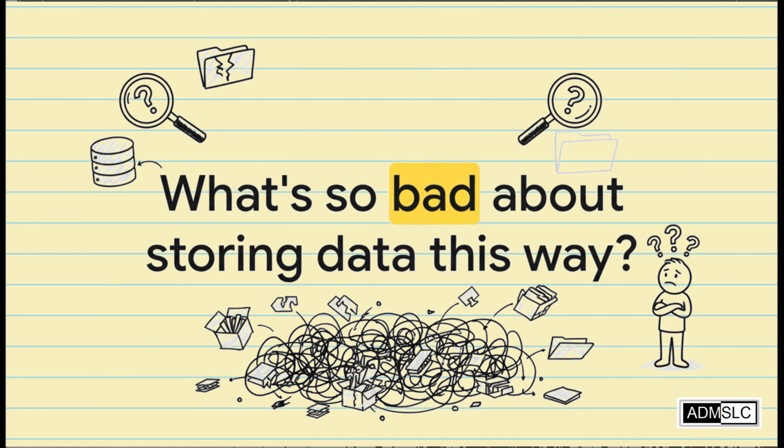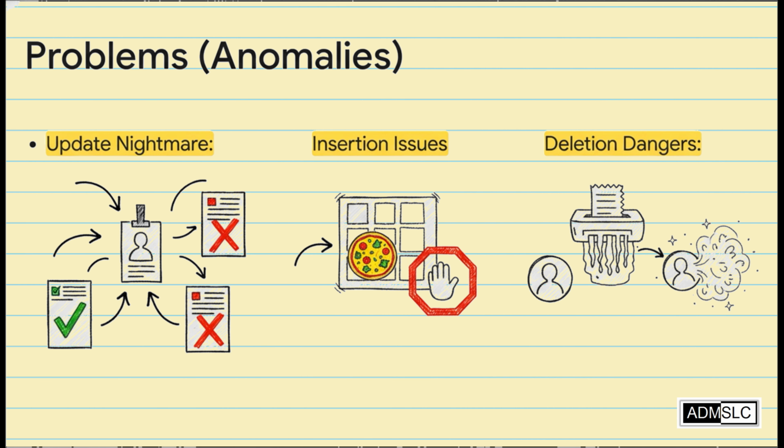But hold on, before we start cleaning, let's really get why this is such a mess. You might be looking at this table and thinking, it's not that bad. I can read it. So what are the actual real-world problems with storing our data like this? These problems have a technical name, anomalies, which is just a fancy word for errors that happen because of a bad design. And there are 3 main types.